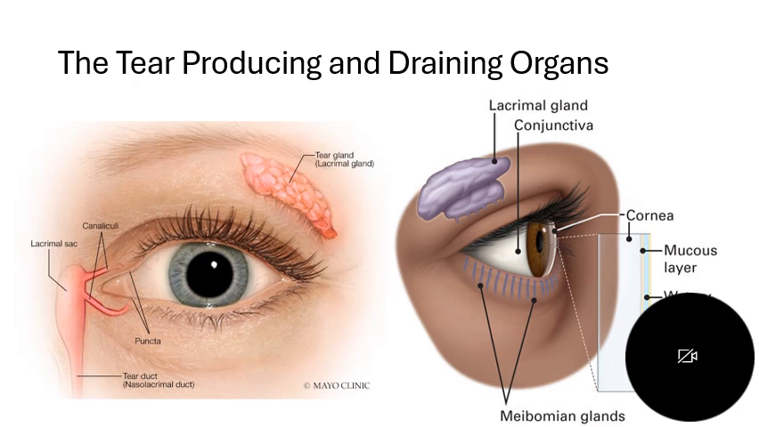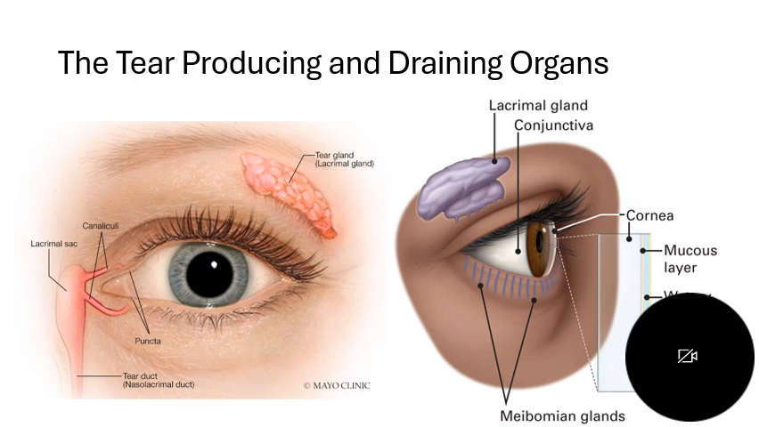Next, we come to the tear-producing and tear-draining organs. The first is the lacrimal gland, or the tear gland. It is tucked away under the orbital bone, and it produces tears that then mix with mucus created by the conjunctiva. The conjunctiva is a lining on the white part of the eye, and it has goblet cells that produce mucus.